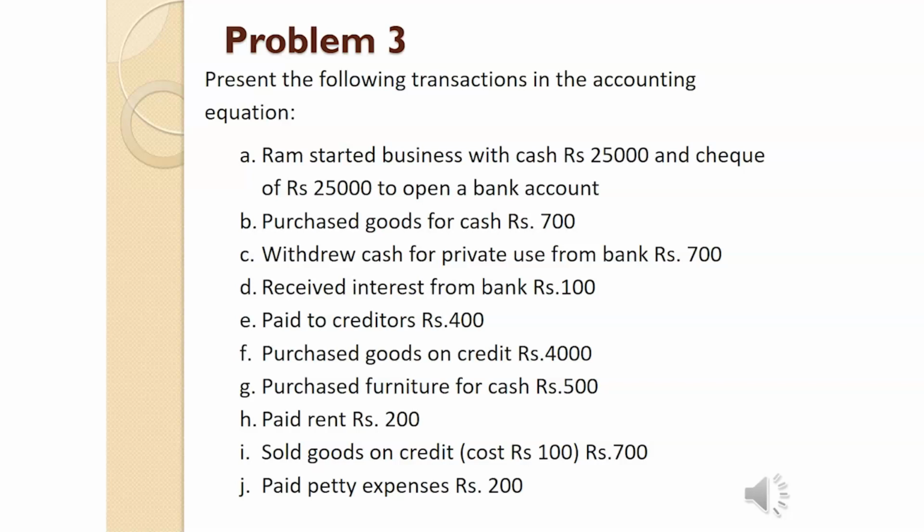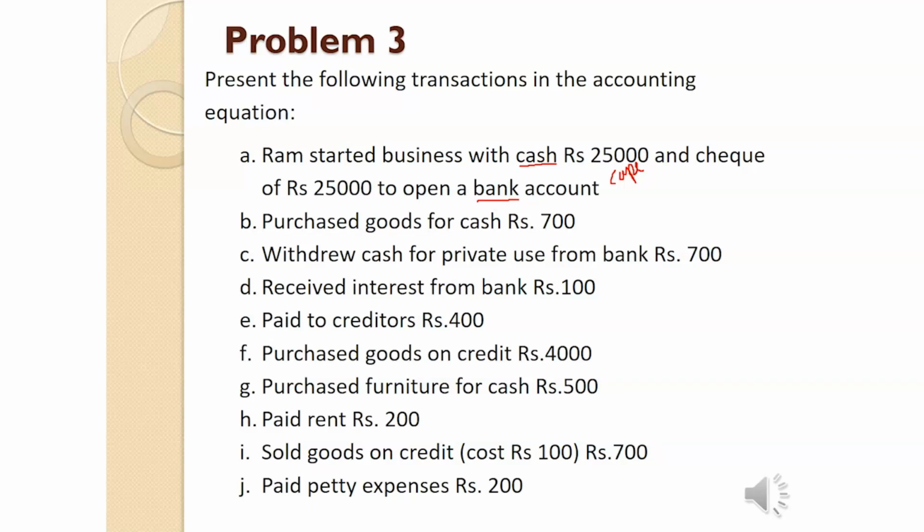Here cash account is debited. There are three accounts involved here: one is cash account, and open a bank account, so bank account, and another one is capital account. Here cash will increase the capital of the business. So cash increases, bank balance is also increased, capital is also increased.